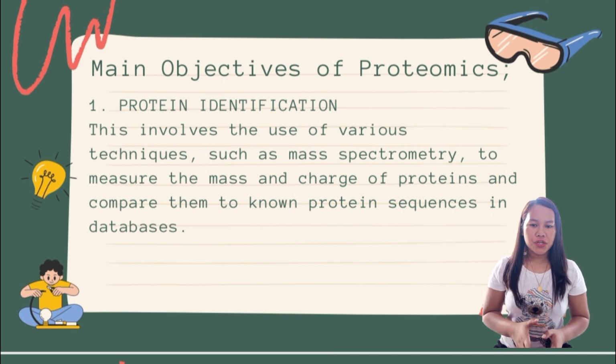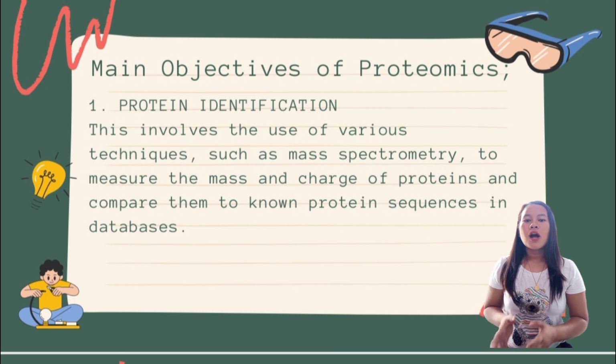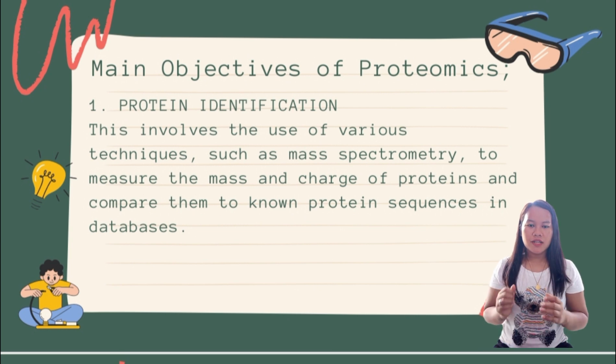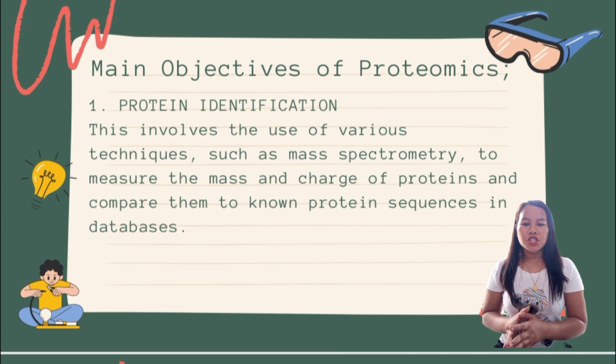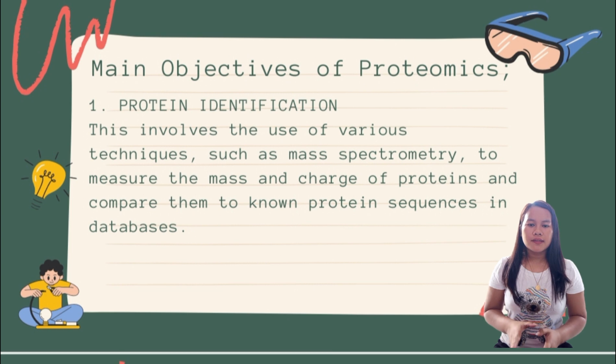protein identification. Protein identification, one of the primary objectives of proteomics, is to identify and catalog all the proteins present in a biological sample. This involves the use of various techniques such as mass spectrometry to measure the mass and charge of proteins and compare them to known protein sequences in databases. By identifying proteins, researchers can gain insight into the composition and complexity of the proteome.